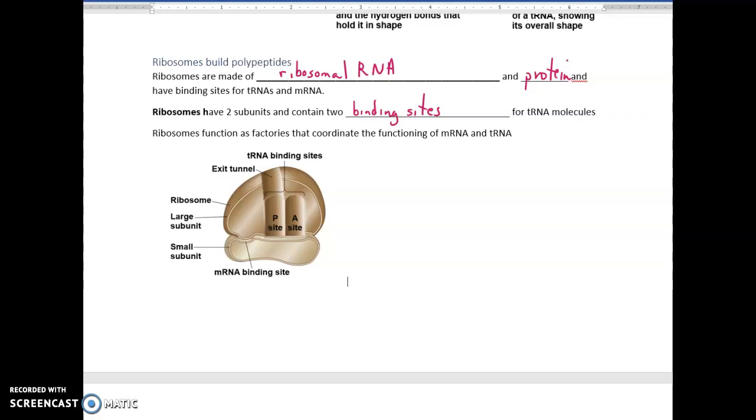So this is a cartoon representation of a ribosome. It's got a small subunit here and a large subunit. It's got two sites. It's got the P site where tRNA can bind, and it's got an A site where tRNA can bind. We can have two tRNAs bound at the same time. In between the two subunits, we have a place for mRNA. So the mRNA will be right in between the two subunits.